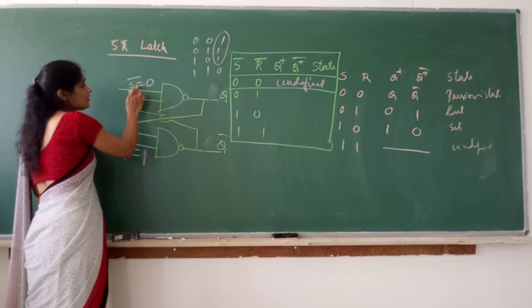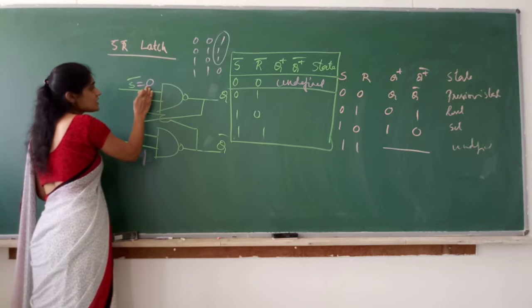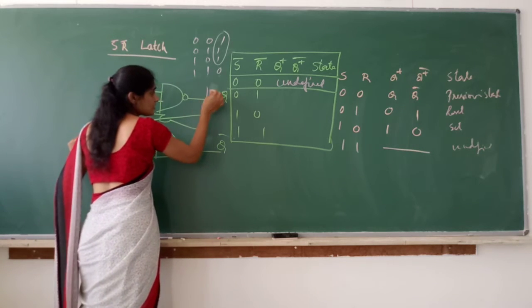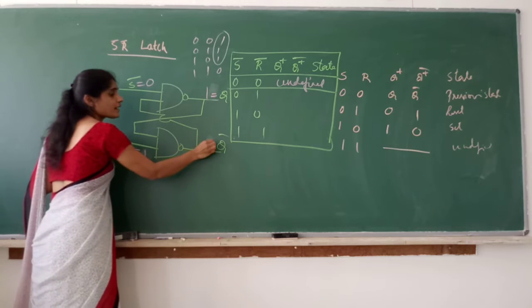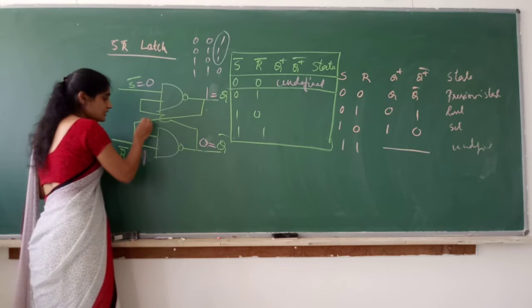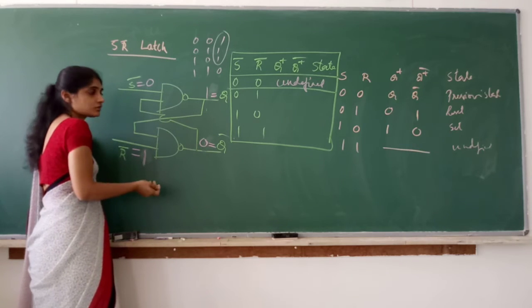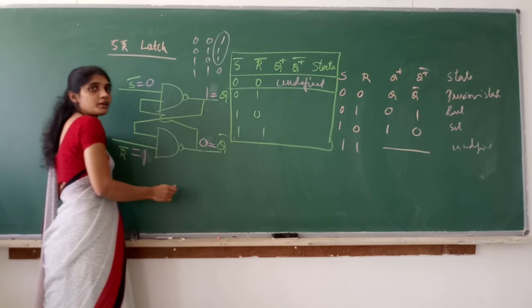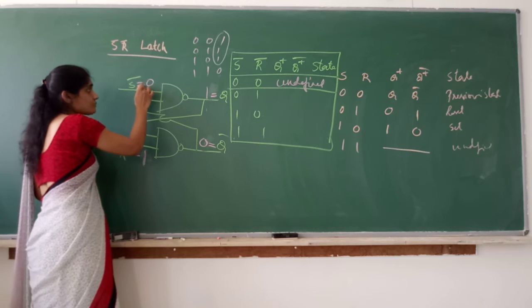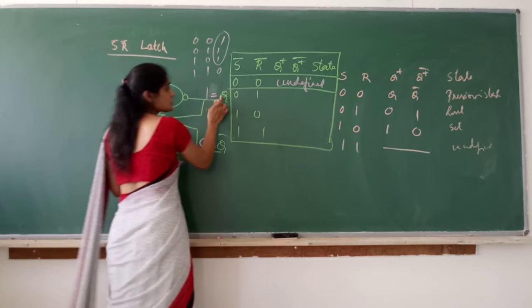Look at this. When any one of the input to the NAND gate is 0, what is the output? 1. So if Q is 1, what is Q bar? 0. You can take the next Q as one more input and just check. This will be 0, because Q bar has to be the complement of Q. So when S bar is 0 and R bar is 1, what is Q? 1.